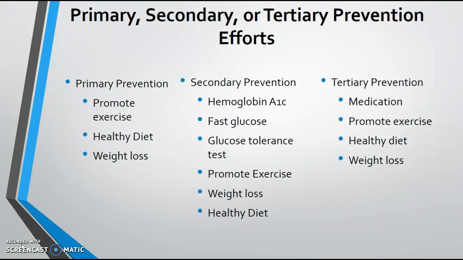Some primary, secondary, and tertiary prevention efforts. Primary prevention, you want to promote exercise, healthy diet, and weight loss. Secondary prevention, you want to keep those same things from primary, and add in a hemoglobin A1C, fasting blood glucose, and glucose tolerance test. On to tertiary, you want to keep all of those same things from the previous preventions and add on medication.